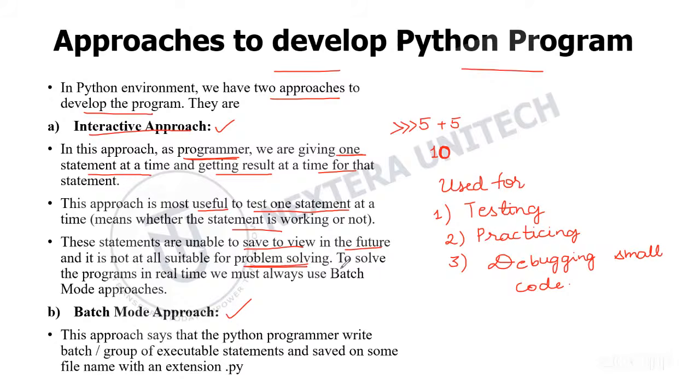If you want to use your data in the future and save it, you can use the batch mode approach. The interactive approach is just like using a calculator, okay? In a calculator, we just perform 5 plus 5 or 10 by 5. In that way, we do one input and we get the result, right? In the same way, the interactive approach works. It doesn't store any values or data. When we give an input, it gives the output immediately. So this is used for testing, practicing and debugging small code.